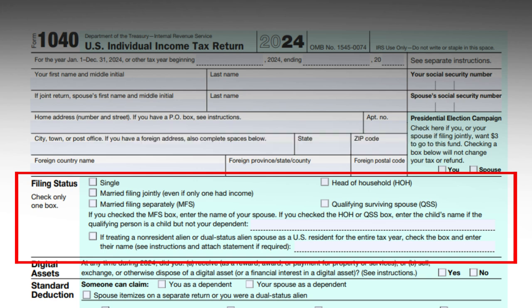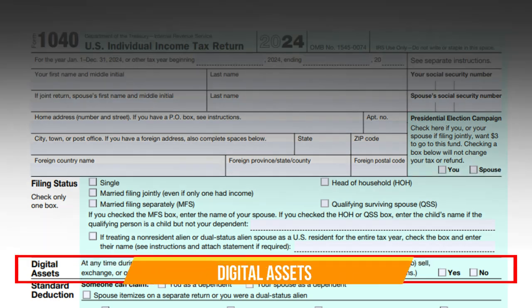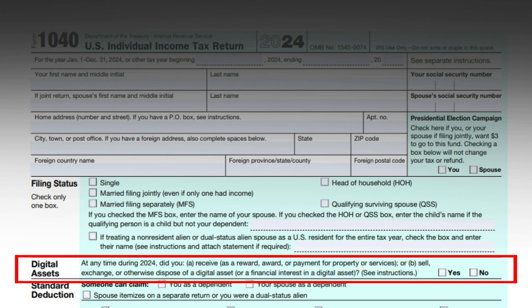You're getting into some specific sections that ask about digital assets, dependents, and other factors. Let's break it down. Digital assets. This section is about digital assets, cryptocurrency, NFTs, etc., and whether you had any transactions involving them. Yes, if you received, sold, exchanged, or disposed of digital assets.